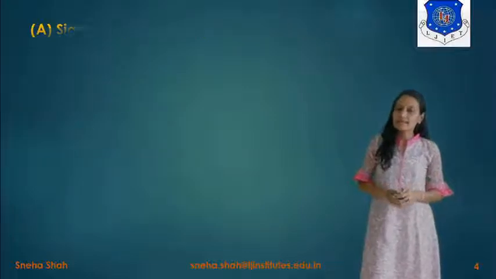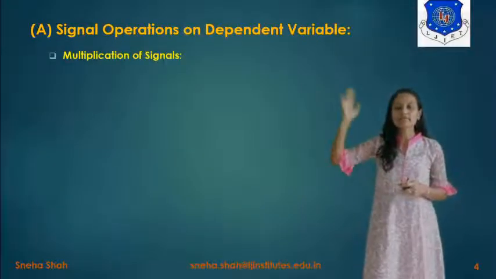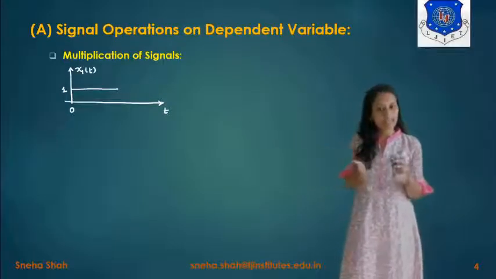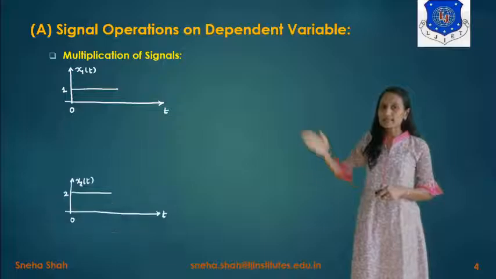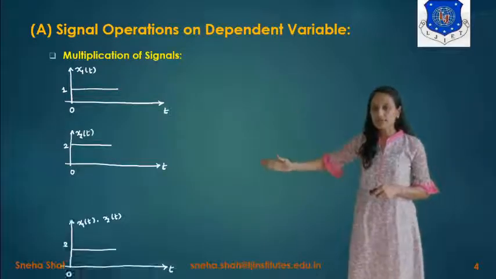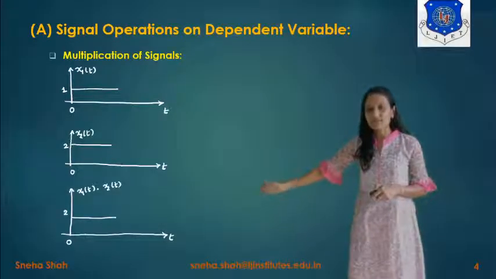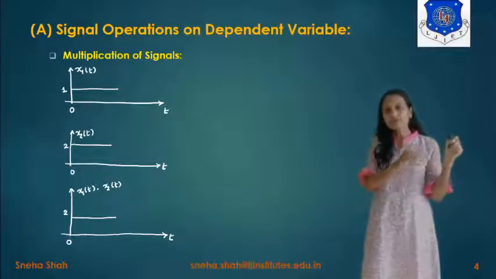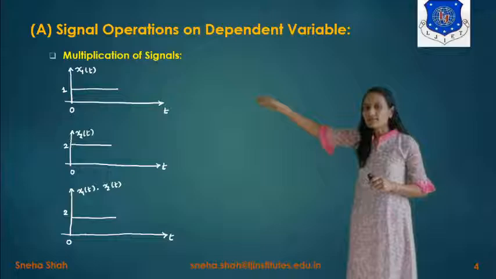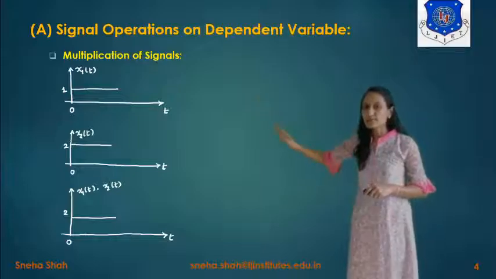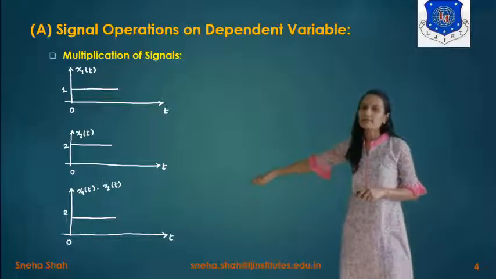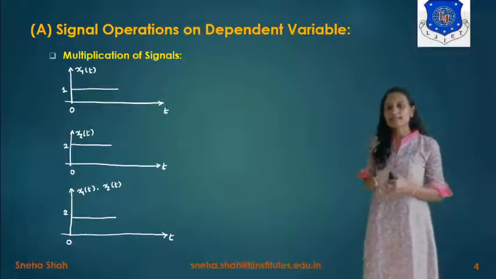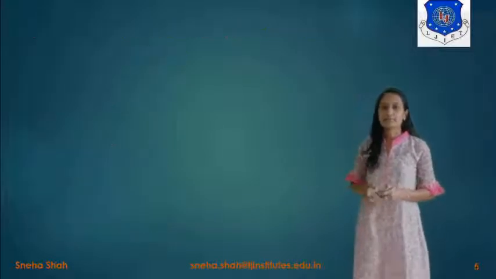Similarly, the next operation is multiplication of signals. For that we take a number of signals and then multiply them. Suppose I take the signals x1 of t and x2 of t and multiply x1 of t with x2 of t, then the term will be x1 of t into x2 of t. The value of it will be 1 into 2, meaning overall it gives 2 for the entire range. So we multiply the signals like this.